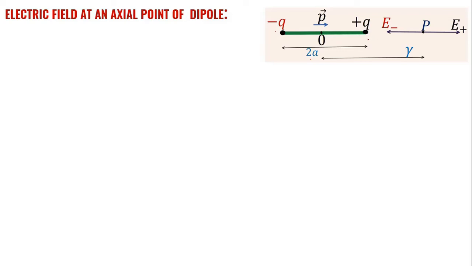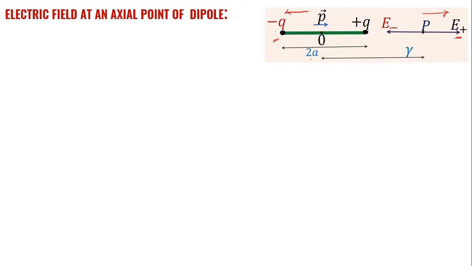Now see here very carefully that the plus q charge will exert an electric field at the point P, which will always be pointing away from the positive q charge, that is, the direction of E positive is in this direction, that is along the positive x-axis. Similarly, the negative q charge will exert an electric field at the point P, which will always be pointing towards the negative charge. So the negative electric field, that is E negative, will be pointing along the negative x-axis. So these are the two electric fields which will be present at the point P.